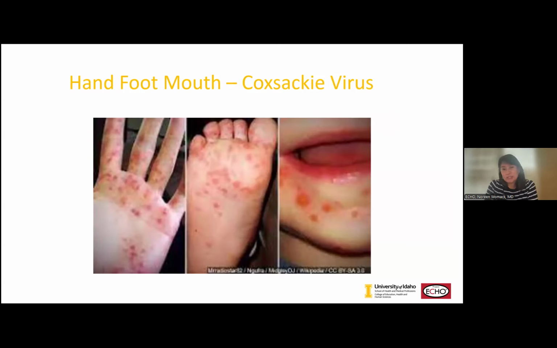But I include this because as long as they are fever-free for 24 hours and they are not developing new lesions, and most of the lesions are not as wet anymore, they're drying out, these children can return to school. Next slide.